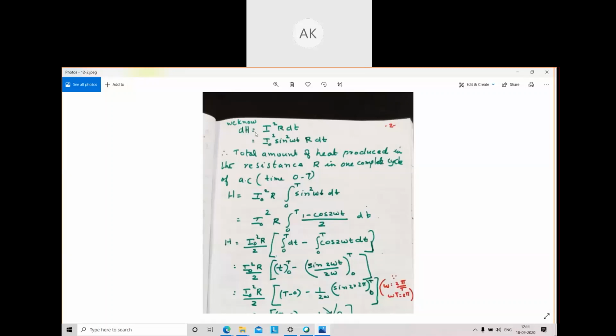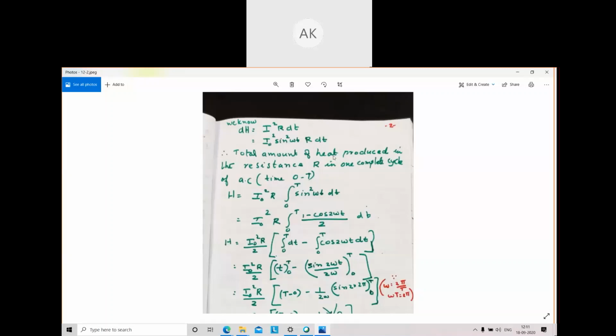So dH equal to I squared R dt. What is I here? The AC current. So I equal to I0 sin omega t, and we have to square it. So I0 squared sin squared omega t, then this R is there, then this dt is also there. Instead of I, what do we write? AC current is sent, so that formula you have to write: I equal to I0 sin omega t. Therefore dH equal to I0 squared sin squared omega t into R into dt. This is the small heating effect produced.